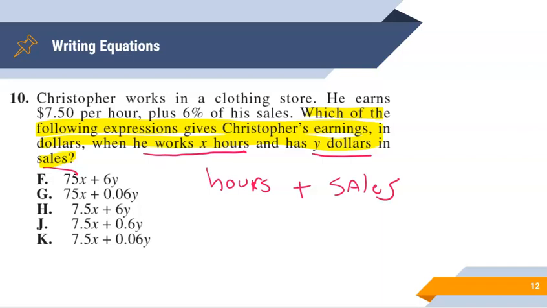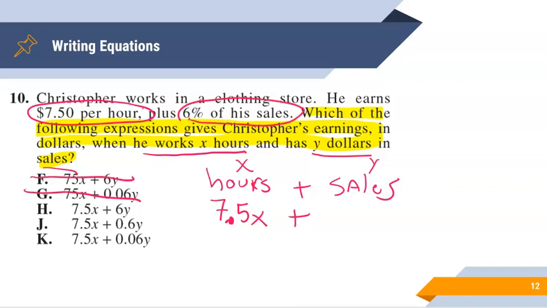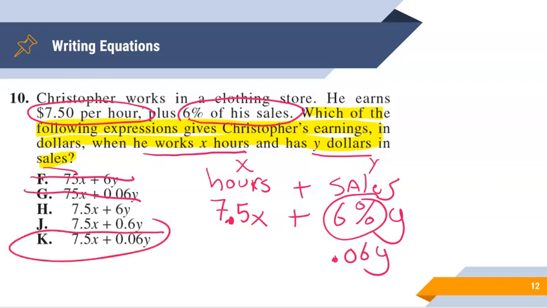Hours, right. Well, it says he earns $7.50 an hour. And we're told that hours are X and sales are Y. So I think I might do 7.5x plus. Now I'm going to pause there and get rid of these choices. Now the sales, 6% of his sales, so plus 6% of y. Now you got to remember, I don't see 6% of y here, but the percent sign, isn't that really 0.06y? So it should be letter K. Okay, next question is for you to do.